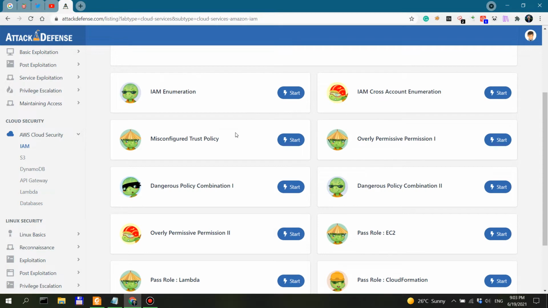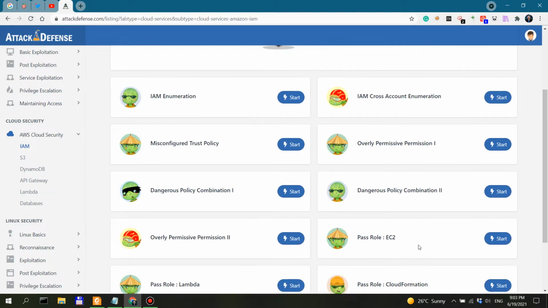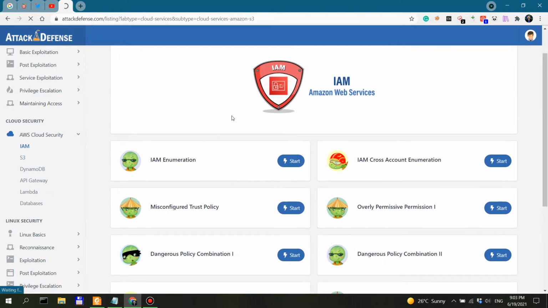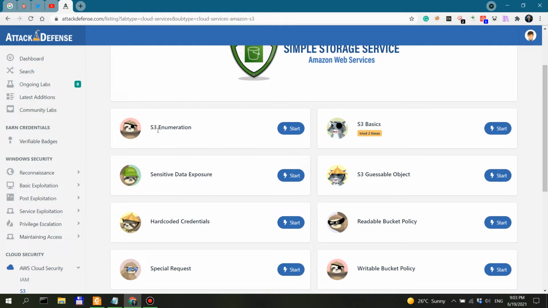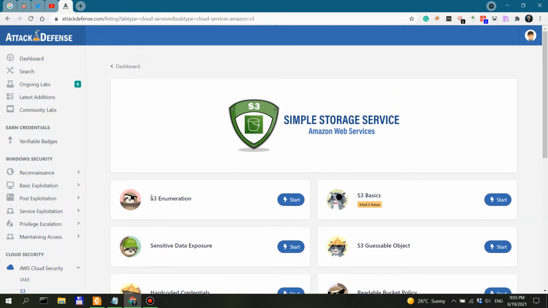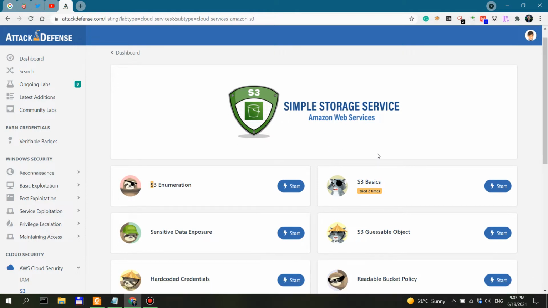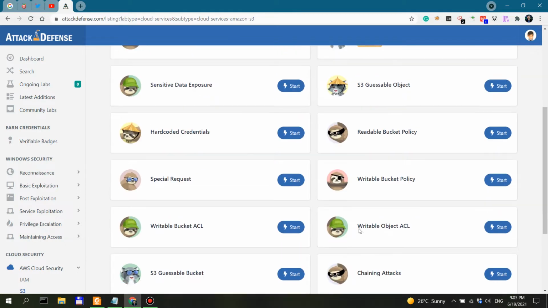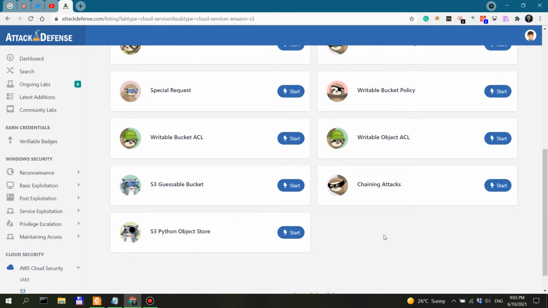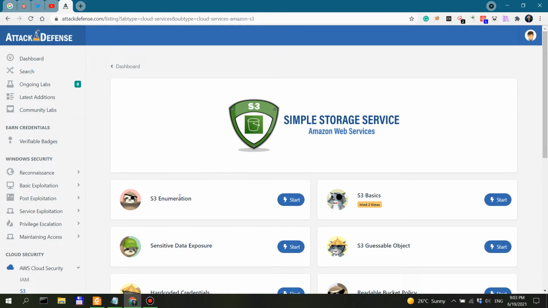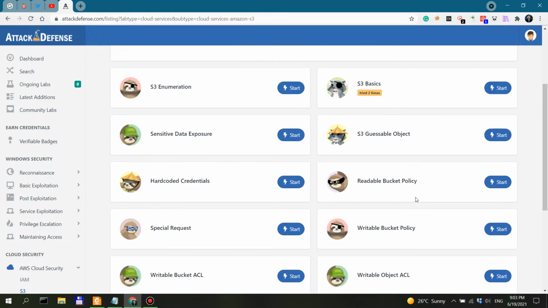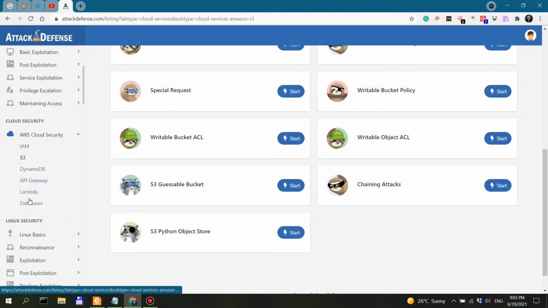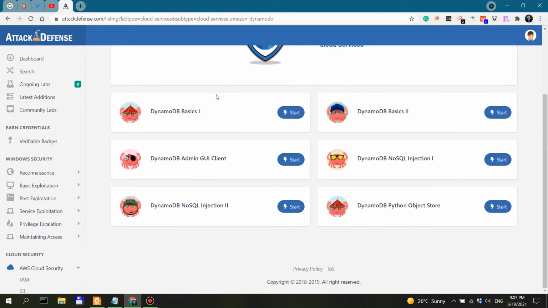So you have all these labs here. In the IAM section, you have 10. Then you go into the S3. This is storage. S3 stands for three S's, Simple Storage Service, SSS. You have 13 scenarios here, which are probably really interesting. And you have DynamoDB, so there's database management. You have another 6 of them here.